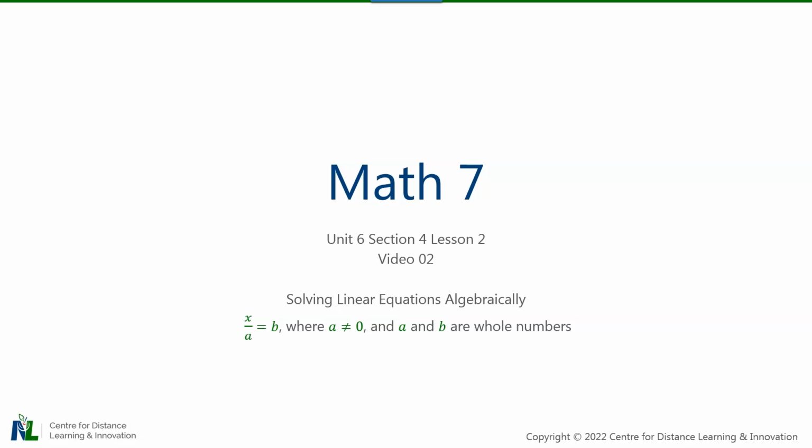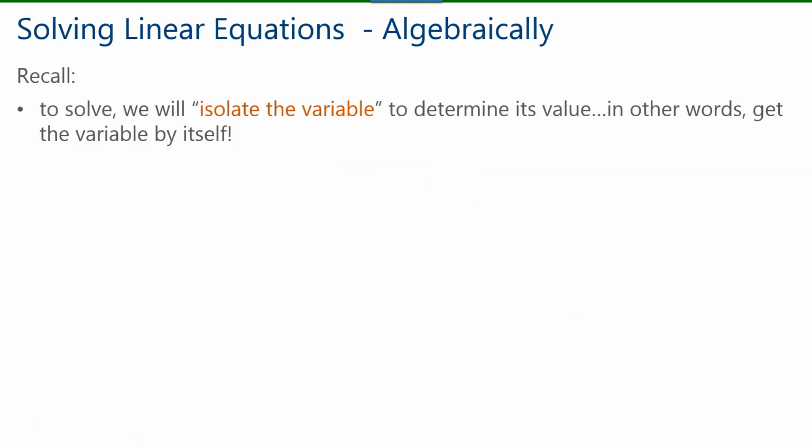In the second video of Lesson 2 in Section 4, we will algebraically solve linear equations of the form x divided by a equals b, where a is not equal to 0, because dividing by 0 is not permitted, and a and b are whole numbers. As you recall once again, to solve, we isolate the variable.